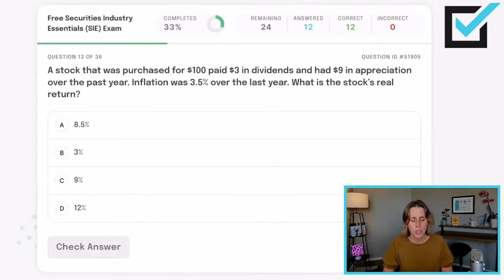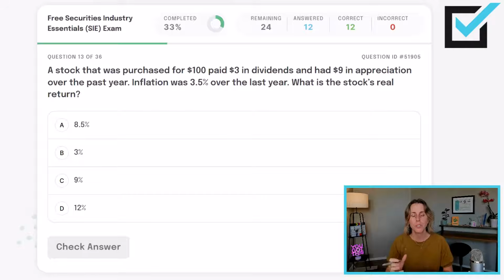A stock that was purchased for $100 paid $3 in dividends and had $9 in appreciation over the past year. Inflation was 3.5% over the last year. What is the stock's real return? Hold on, I got to get something. I had to go get the handy dandy non-programmable calculator. They'll give you one at the testing center or it'll be built into your computer program. So you can't take your phone, unfortunately. Darn it. So, I told you I have an accounting background. I like numbers, but I hate math. It's true. Most accountants are the same way.